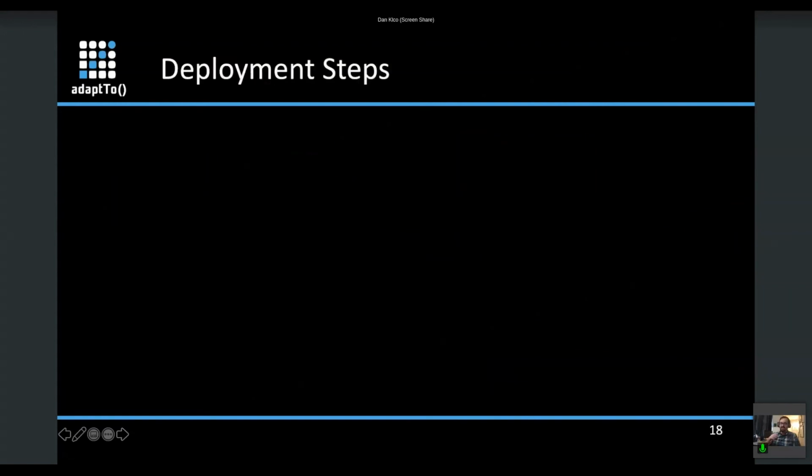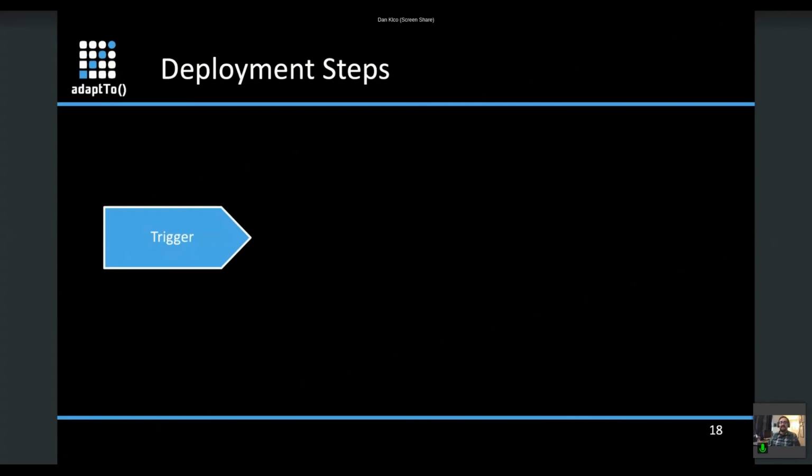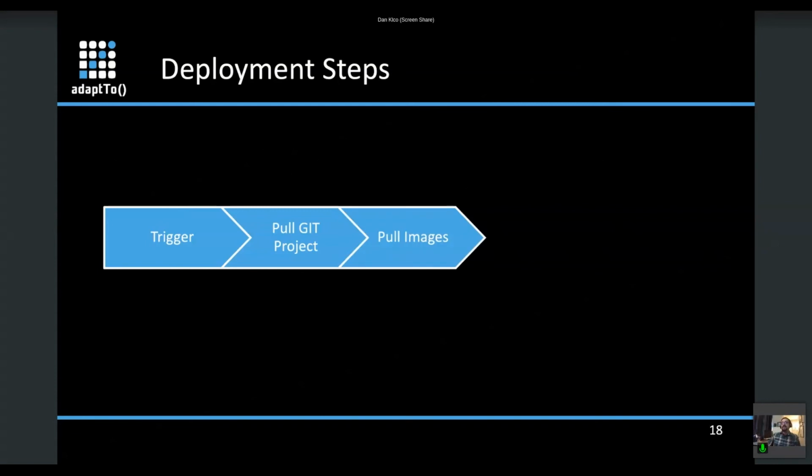So at that point, the deployment process kicks in. There's the trigger, which happens from GitHub Actions. It reaches out to the server and says, "Okay, I need you to go ahead and pull the Git project." Then when that Git project is done being pulled, that has all of the versions updated. It then pulls down the relevant images.